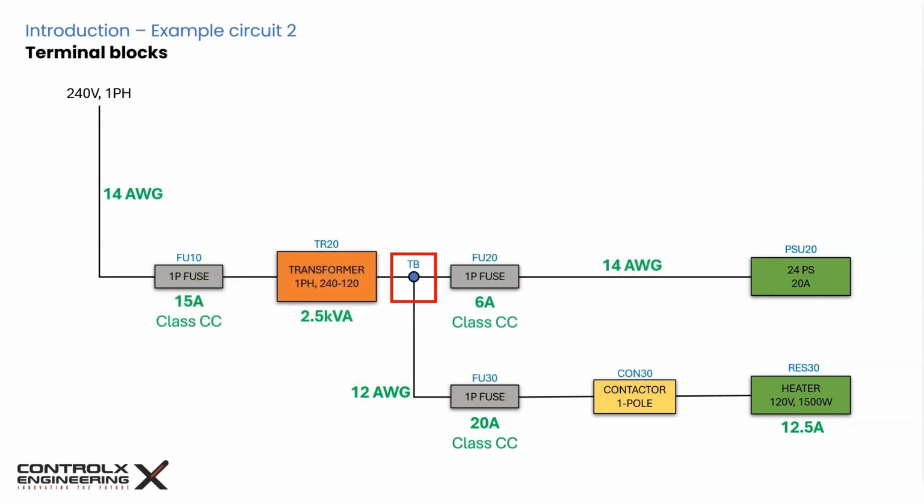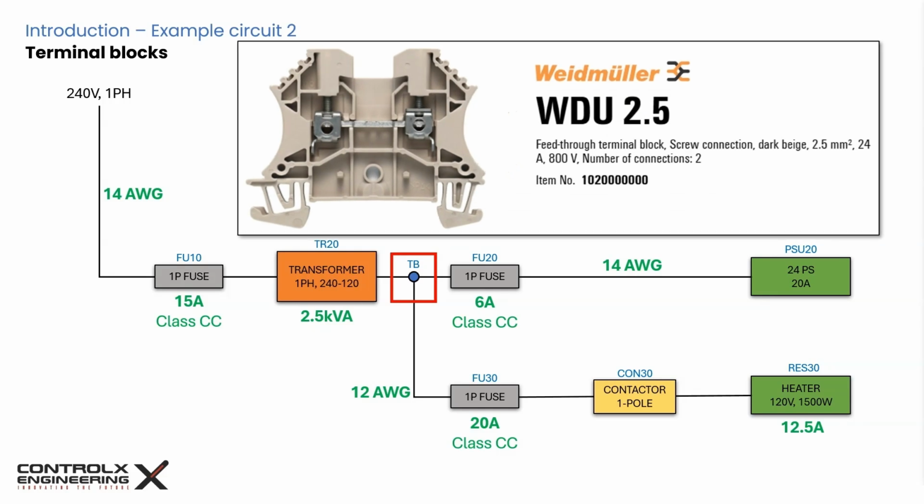Lastly, we need to select suitable terminal blocks to distribute the 120 volt from the transformer to the two load circuits. The largest current it needs to carry is 12.5 amps for the heater, so any terminal block rated higher than this value will be suitable. I've selected the WDU 2.5 series feed-through terminal blocks from Wiedmüller. They have a UL current rating of 24 amps and can handle AC voltage up to 800 volts, so this is perfect for our application.